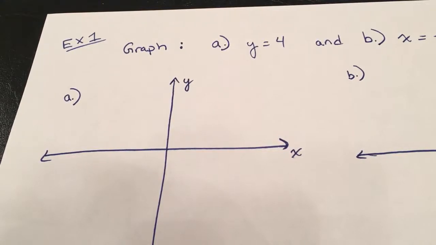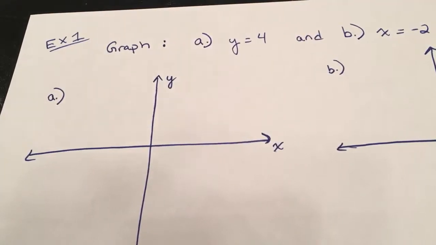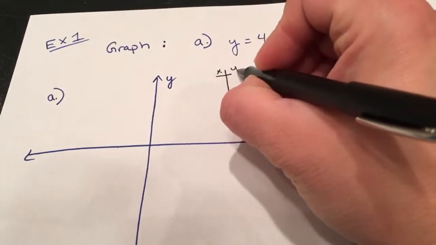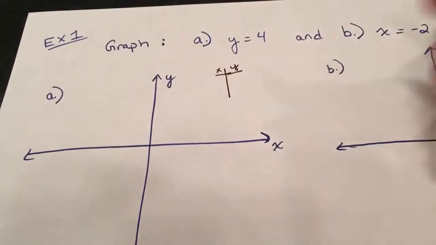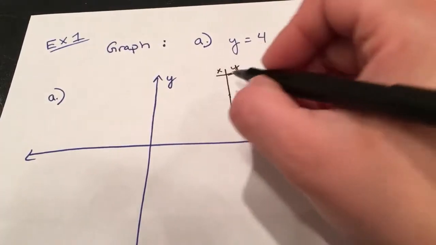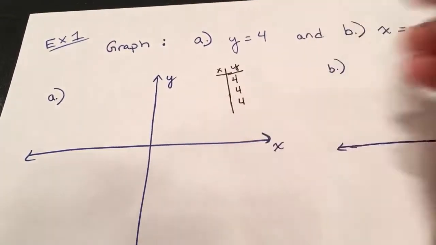Okay, so here we are in example 1, again for graphing linear equations in standard form. And here we're just going to practice graphing y equals 4. So if I were to make an xy chart, and in this equation there's no x value, I'm going to choose always that my answer is 4. So I can just pick 3 numbers.